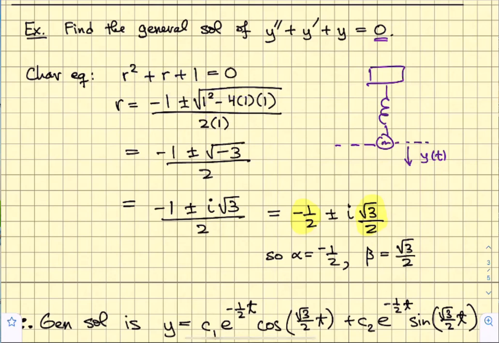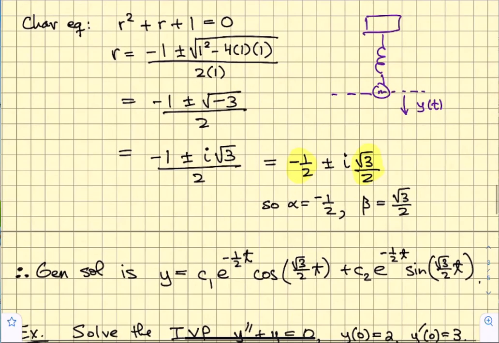So after you do the quadratic formula, you get that your roots are minus 1/2 plus or minus i times the square root of 3 over 2. So that means my alpha is negative 1/2, my beta is square root of 3 over 2, and I am definitely in case 3. When I do case 3, then my general solution would be C1 e to the alpha t cosine beta t plus C2 e to the alpha t sine beta t. And I'm done. This is the general solution.